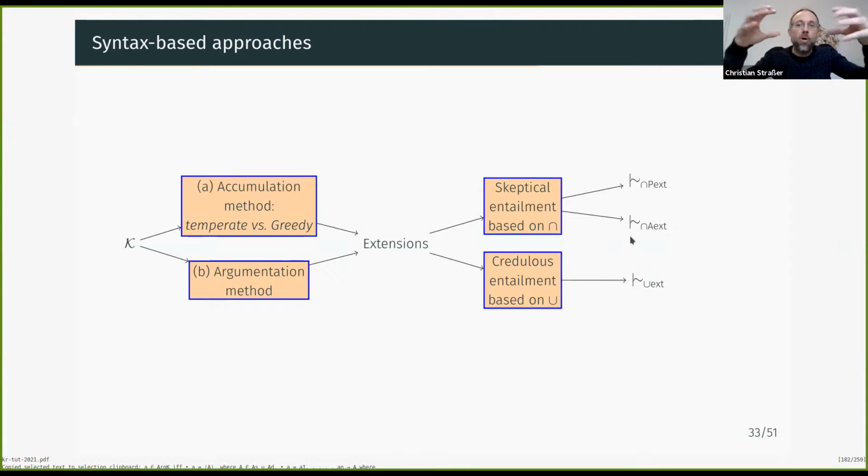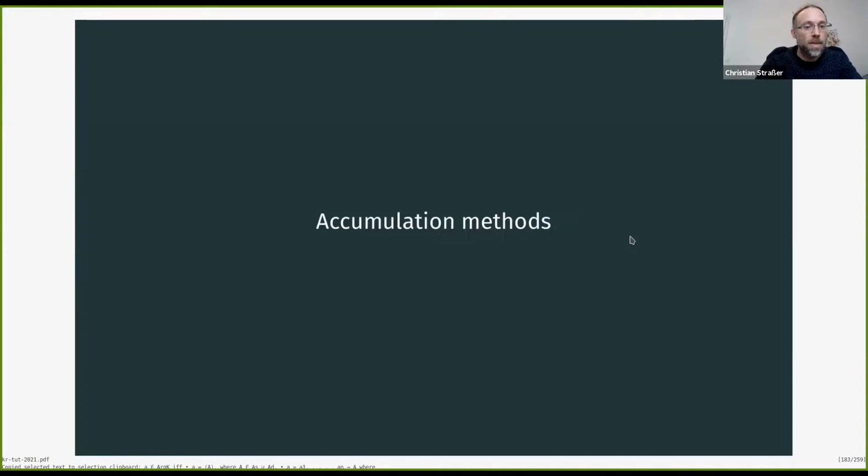Either you look at all the conclusions of all the arguments you have, or you look at all the arguments which are in the intersection. But you will see some details later. But let's look first at the syntactical approaches, which I call accumulation methods, because they can be cashed out in terms of an accumulation procedure.